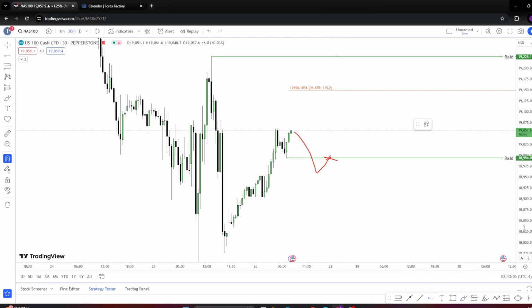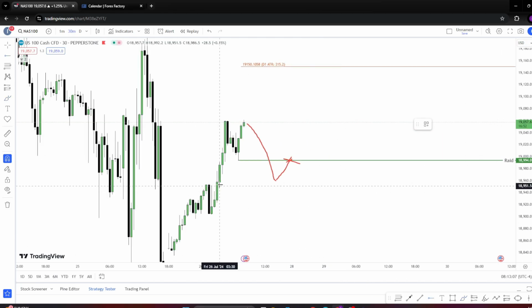Now, if I do, where am I going to target? Well, this low here stands out because it's in line with these highs, and that would be an interesting area that we could see the market move into.